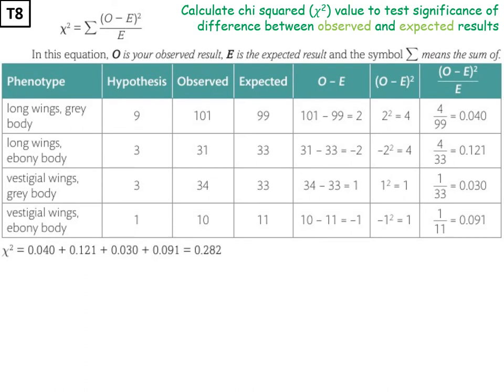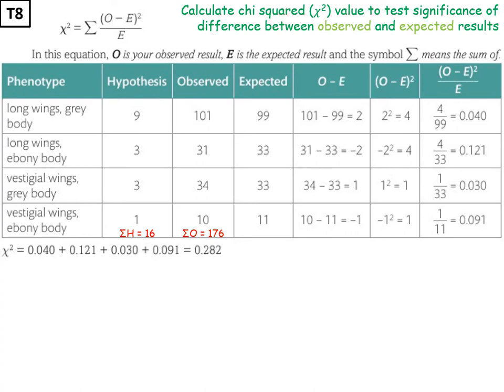So here's an example. We're now looking at Drosophila in terms of their wing and body, so two different non-interactive genes. Their wings could be either long or vestigial shape, and their bodies, they could have grey body or ebony body. And the hypothesis, based on the Punnett square we've done previously, is that there should be a 9-3-3-1 ratio. And then we've got numbers that we observed. To get the expected, we know that there are 16 different combinations. So we look at all observed and we find the sum of the observed. So the sum of the observed is 176.